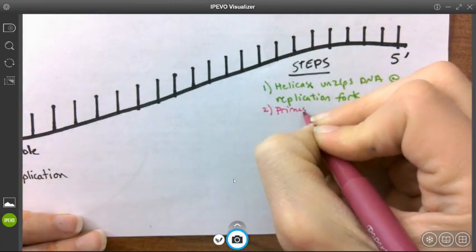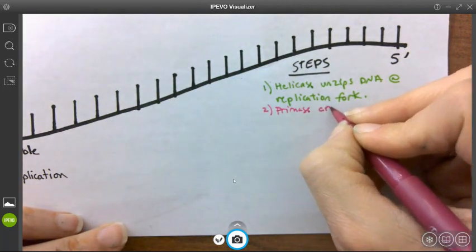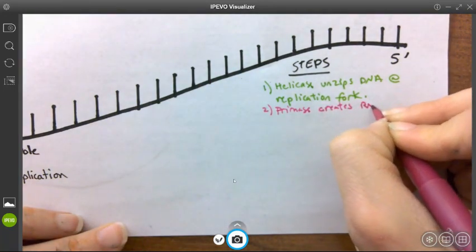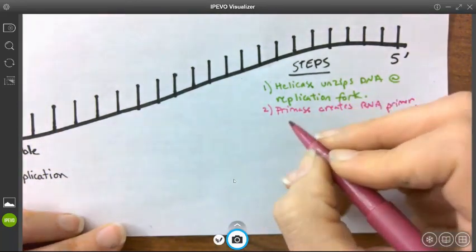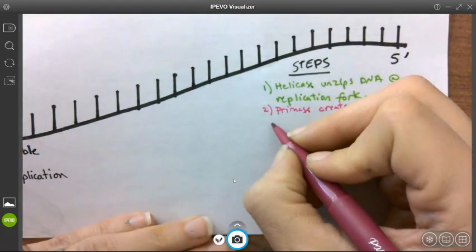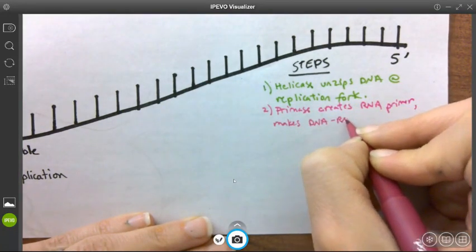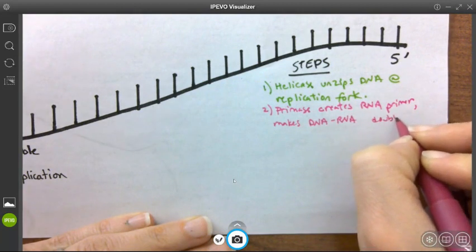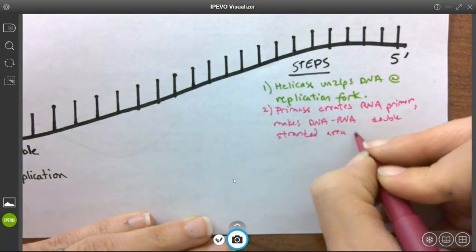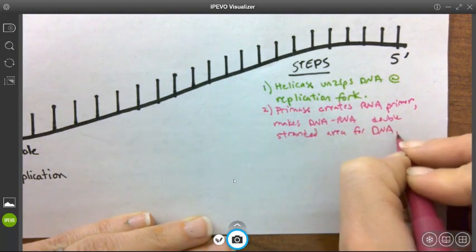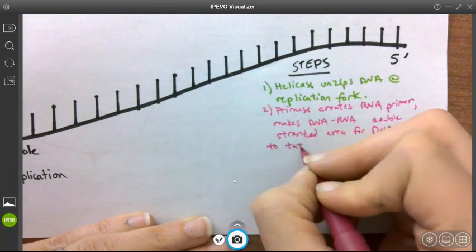The primase creates an RNA primer, which makes a DNA-RNA double-stranded area for DNA polymerase III to attach to.